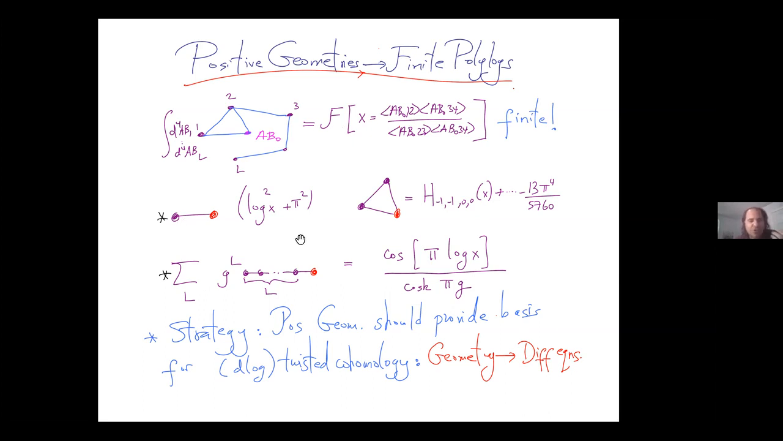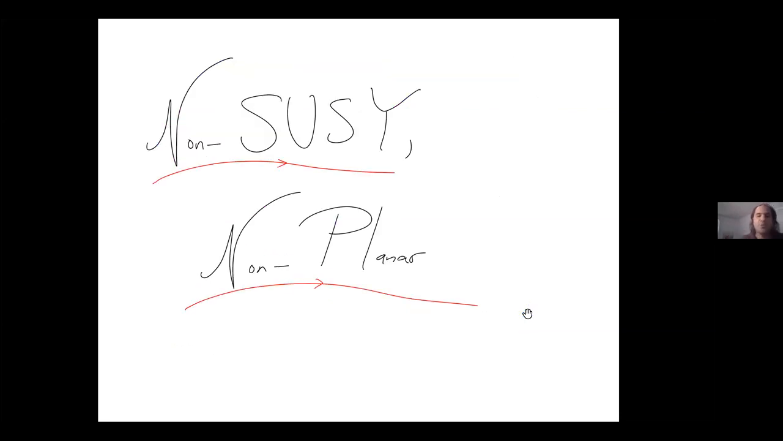And in fact, there's a natural geometric strategy, which is that all of these different positive geometries of these different sign patterns should provide a basis for the d-log part of the twisted cohomology in these spaces. And if that's the case, there would be a direct path from the geometry to the differential equations that Johannes in particular loves so much, that would directly determine the answer.